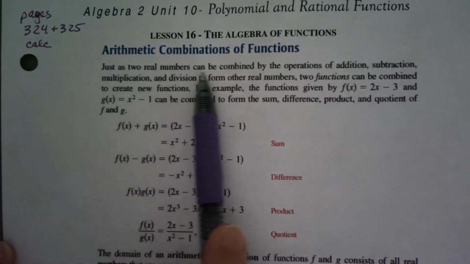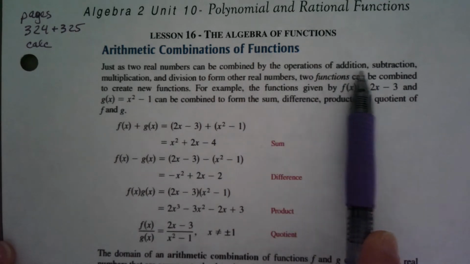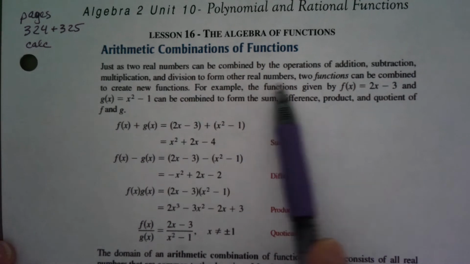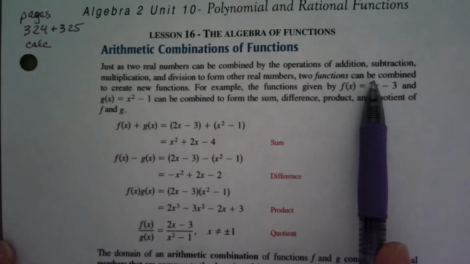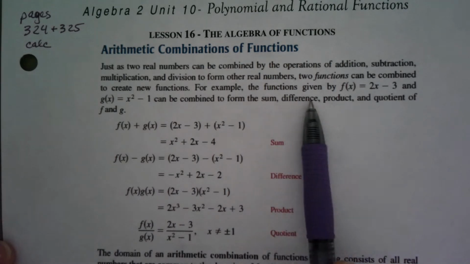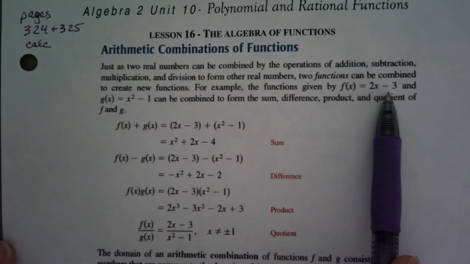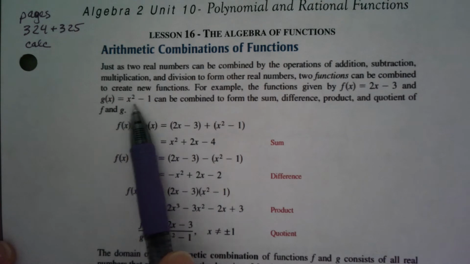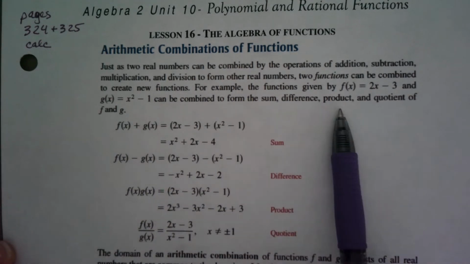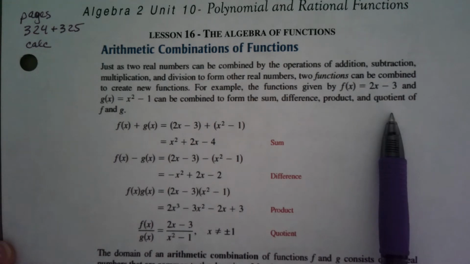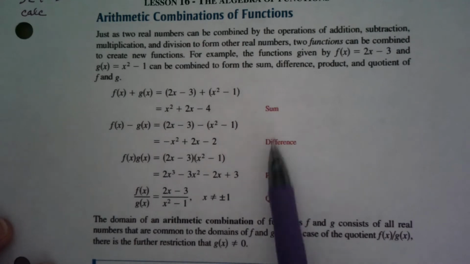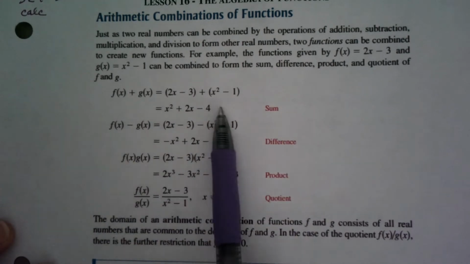Just as two real numbers can be combined by the operations of addition, subtraction, multiplication, and division to form other real numbers, two functions can be combined to create new functions. For example, the functions given by f of x equals 2x minus 3 and g of x equals x squared minus 1 can be combined to form the sum, difference, product, and quotient of f and g. And we have the example of each of the four operations worked out for us.